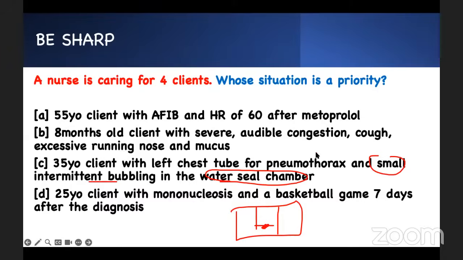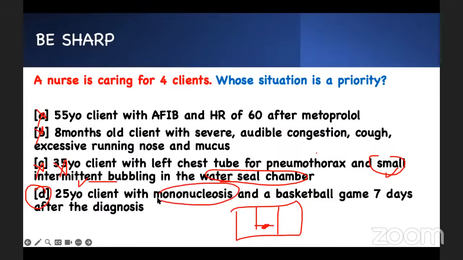I don't want to see bubbling in the water seal chamber, but if I see it, it has to be small, it has to be intermittent, and it's not continuous. And you have a pneumothorax, I expect some small bubbling. Therefore, this is gone. If you don't know, you have to pick number 4 because you already eliminated 1 to 3. So don't go back and pick something that is not right. So this is gone, this is gone, this is gone. So your answer choice is this.